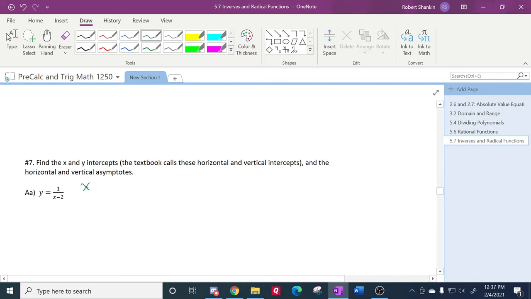Alright, so x intercept. Set the y equal to 0. So you get 0 equals 1 over x minus 2. The only way a fraction can be 0 is if the top is 0. But the top is stuck at 1. This has no solution. Thus, there are no x-intercepts.